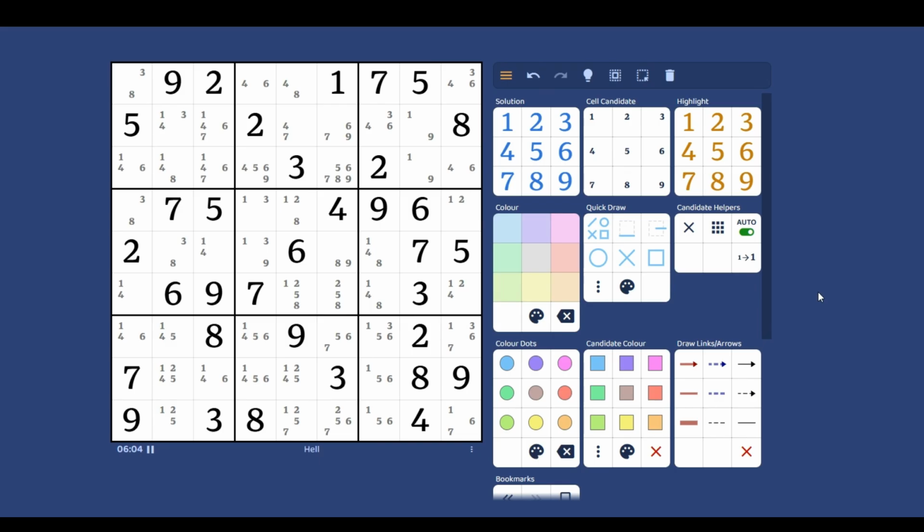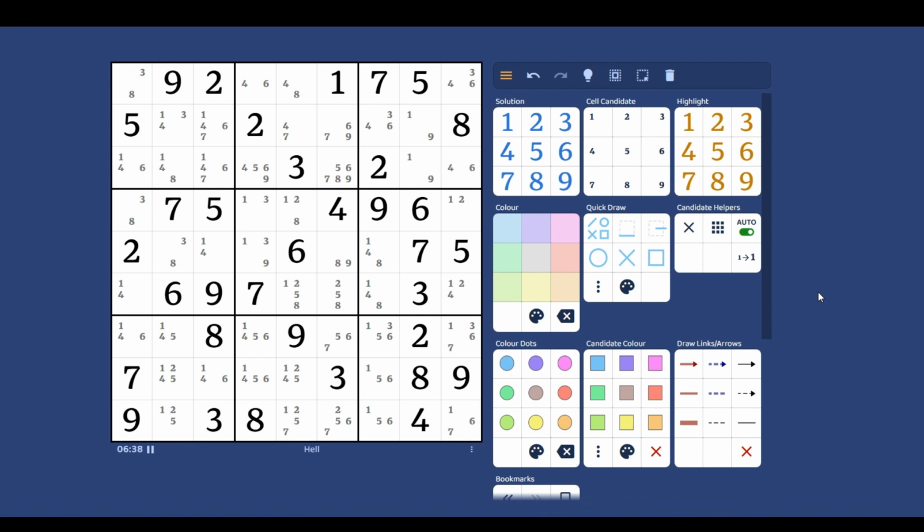So XYZ wings are very similar in structure to XY wings, except we have three candidates in our pivot cell, hence XYZ. Despite this seemingly minor change, this actually really limits our eliminations, because now we can only eliminate candidates that see all three cells. And because of this, XYZ wings can only exist when one of our wing cells is in the same box as our pivot cell. So here we have another grid from Sudoku Wiki.